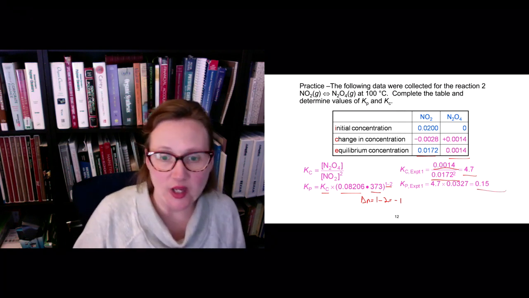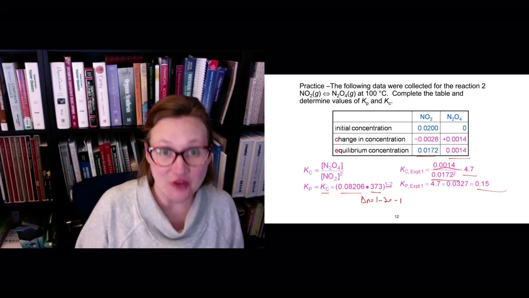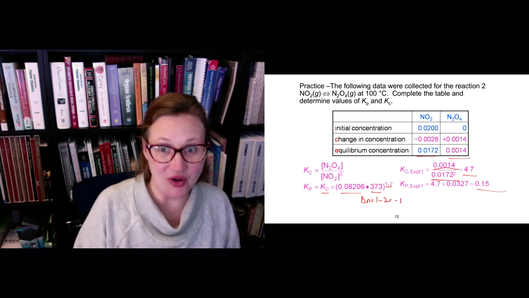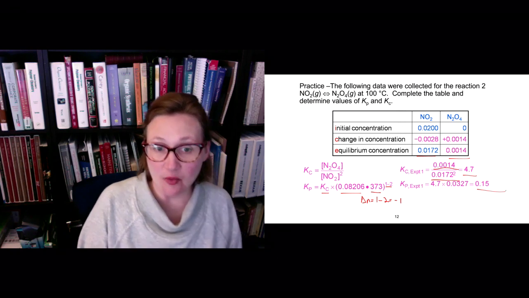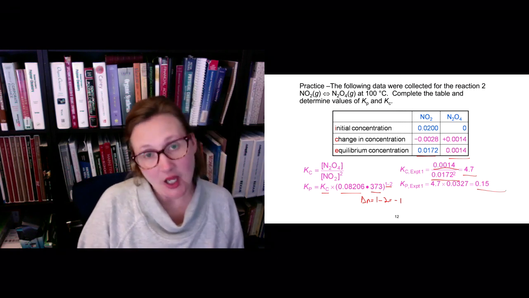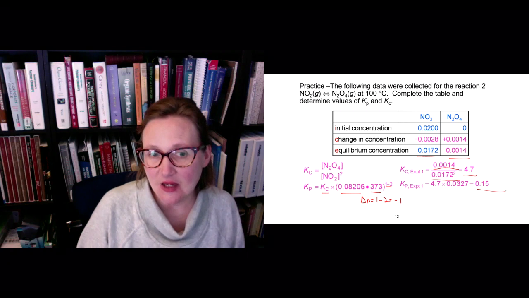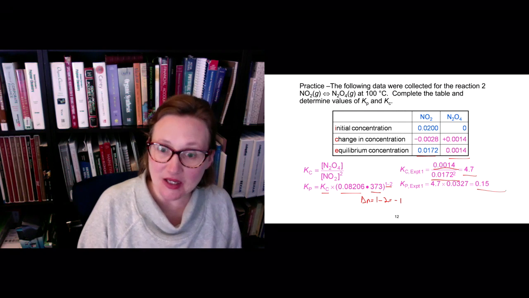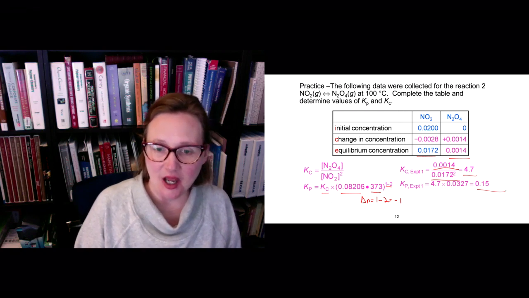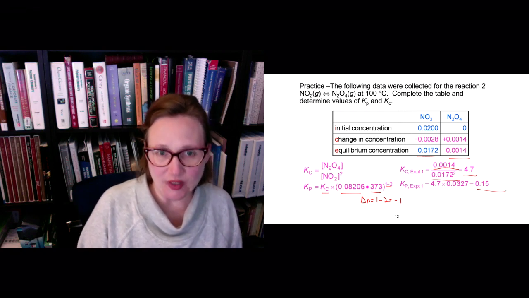Right, so we have done a few things here. We've kind of just put this all together. We've calculated the change in concentrations so that we could come up with equilibrium concentrations. We've calculated Kc by knowing our equilibrium concentrations, and then we've converted Kc to Kp because they're gases once we knew what Kc was.